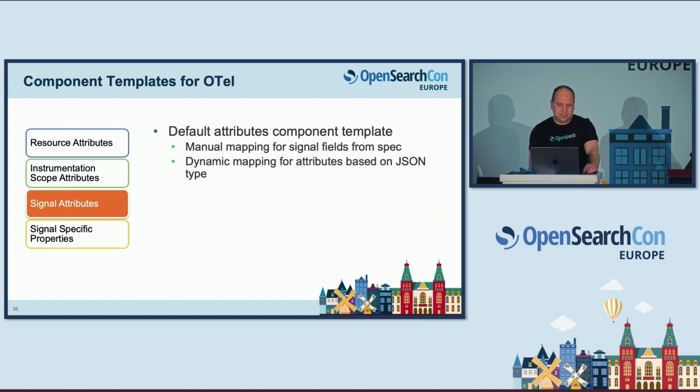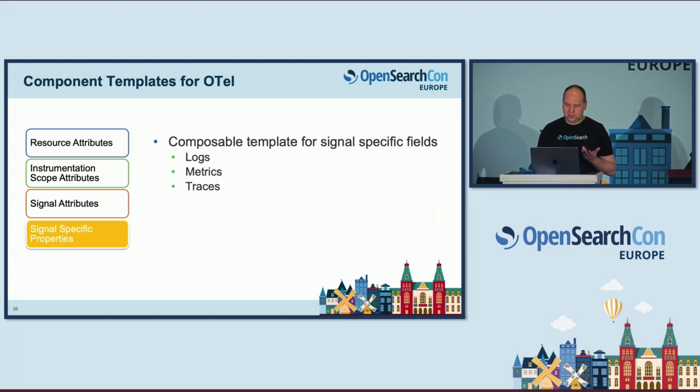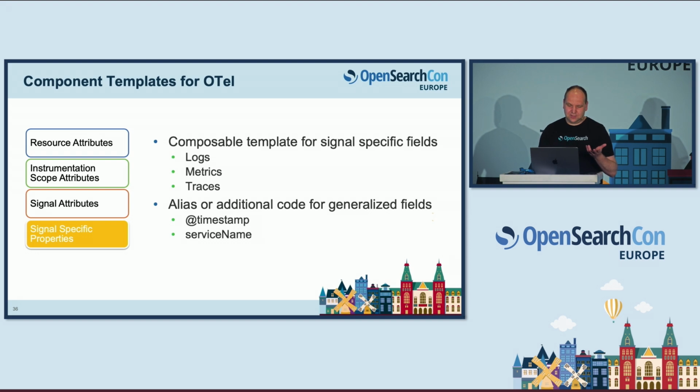And then there are signal attributes. Again, we do a manual mapping of the specific fields and a dynamic mapping based on the attribute type. And then we can do specific component templates. Okay, and finally, you have a component template here for logs, metrics, and traces.